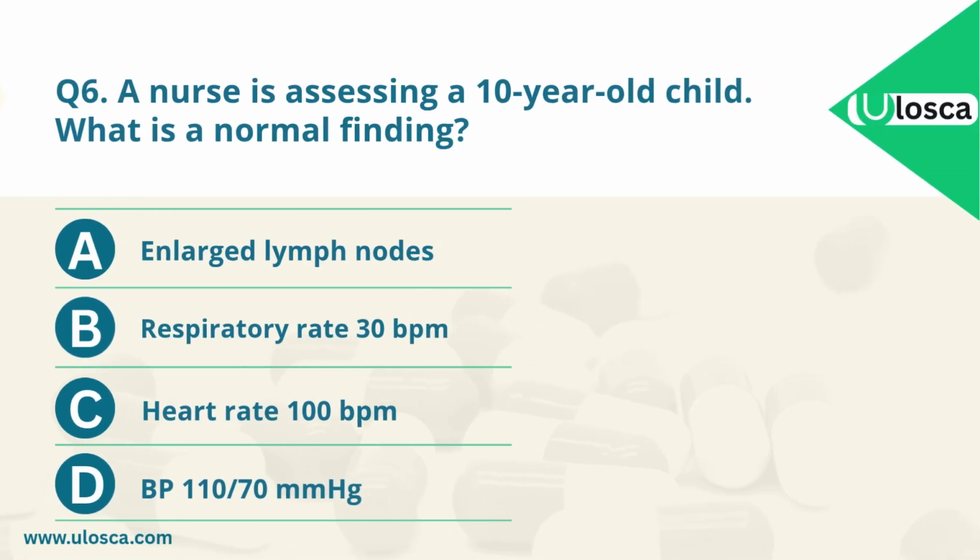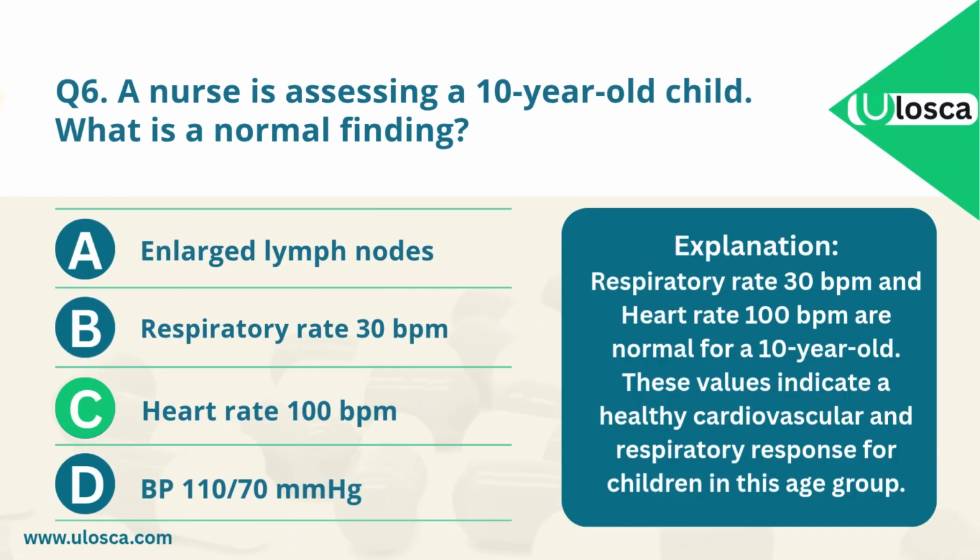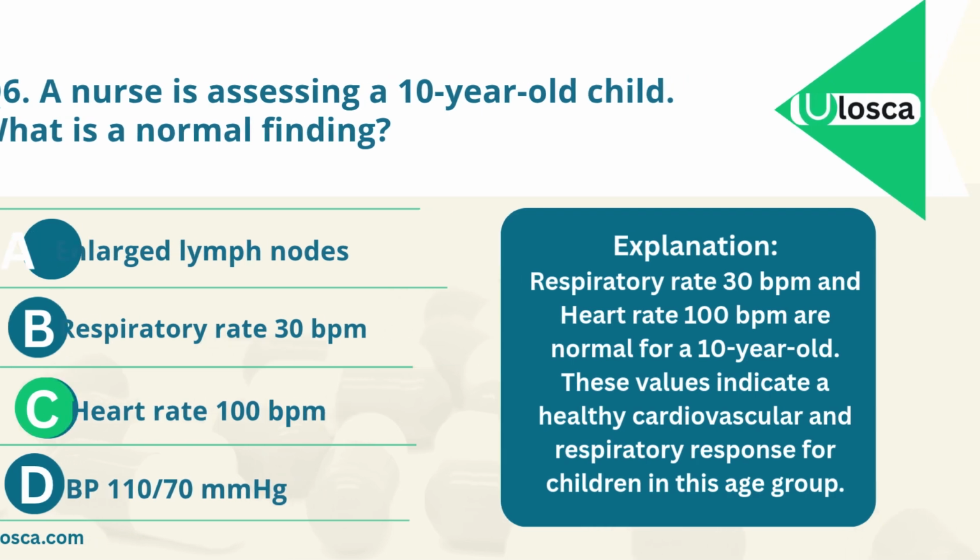The correct answer is C. Heart rate 100 BPM. Explanation. Respiratory rate 30 BPM and heart rate 100 BPM are normal for a 10-year-old. These values indicate a healthy cardiovascular and respiratory response for children in this age group.